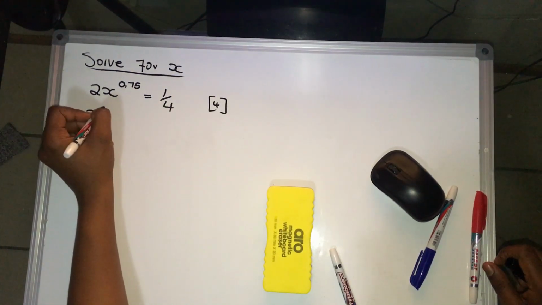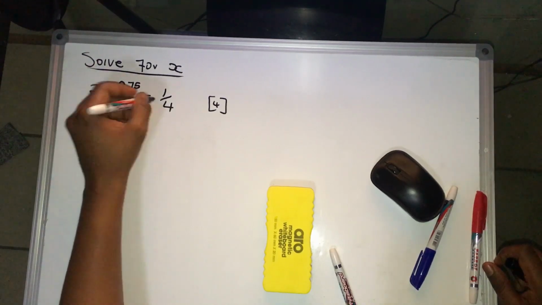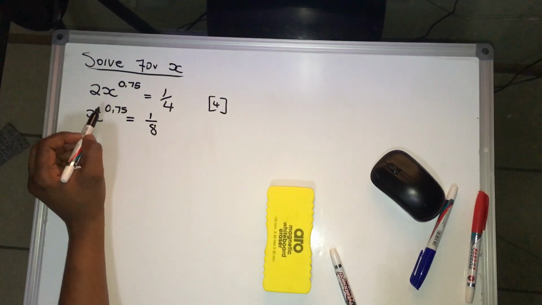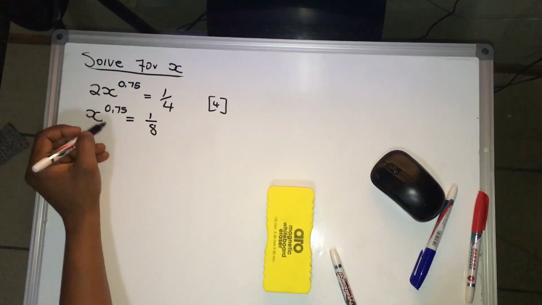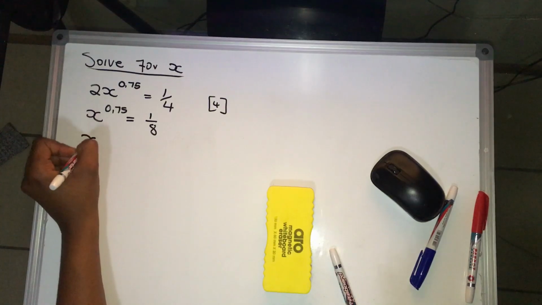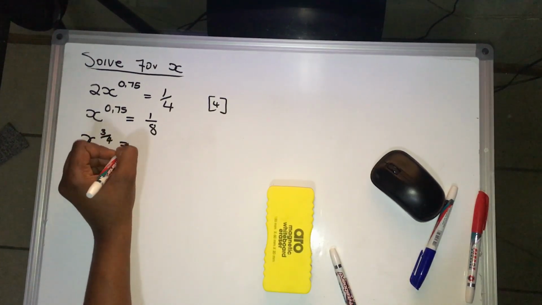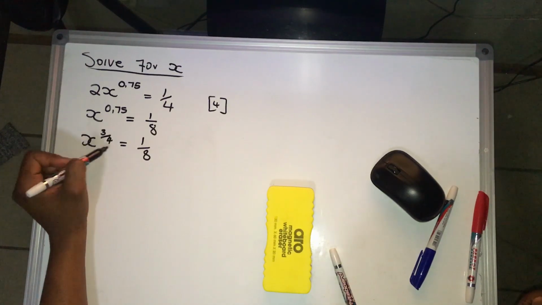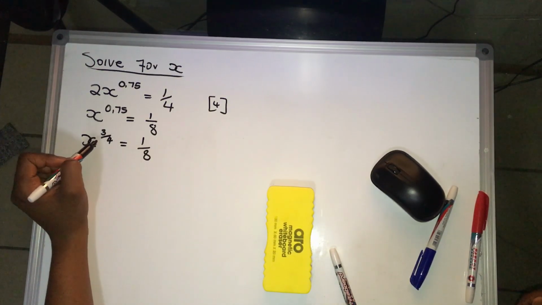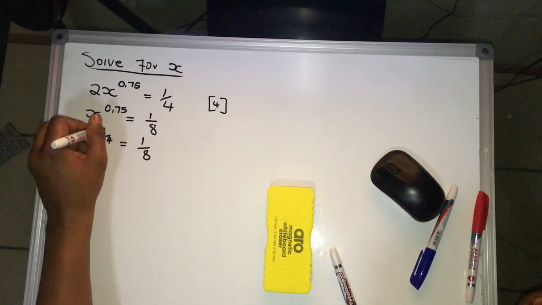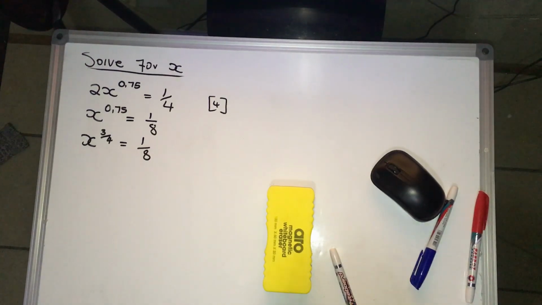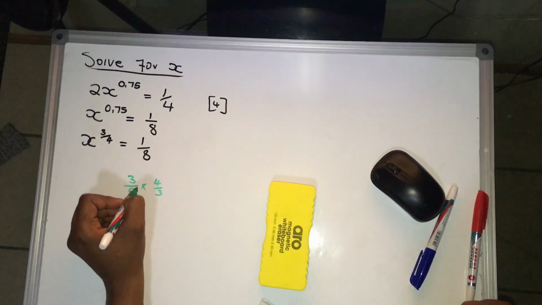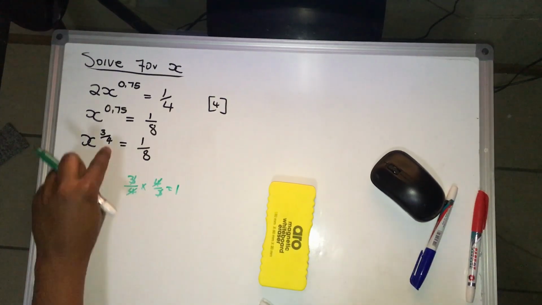So we have x to the power 0.75 equal to 1 over 4 divided by 2, which is 1 over 8. Okay, now remember 0.75 as an equivalent fraction is 3 over 4, so that is equal to 1 over 8. What number can we multiply this by to get 1? Obviously 4 over 3, because 3 over 4 multiplied by 4 over 3, this cancels that, this cancels that, giving 1. You see?